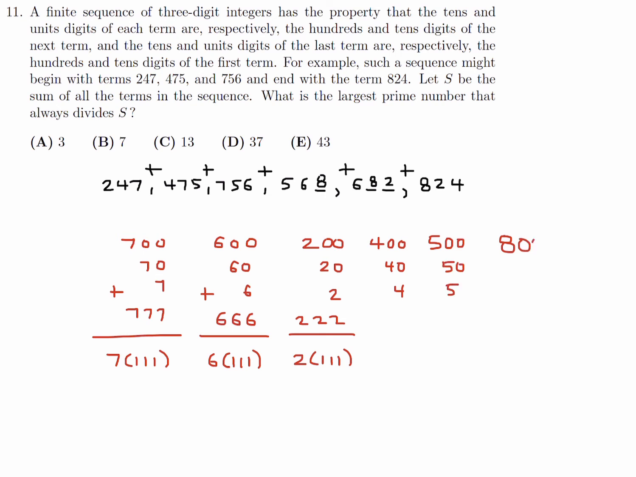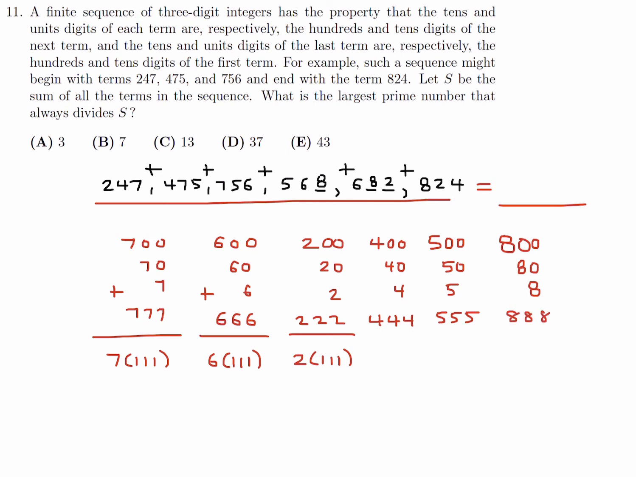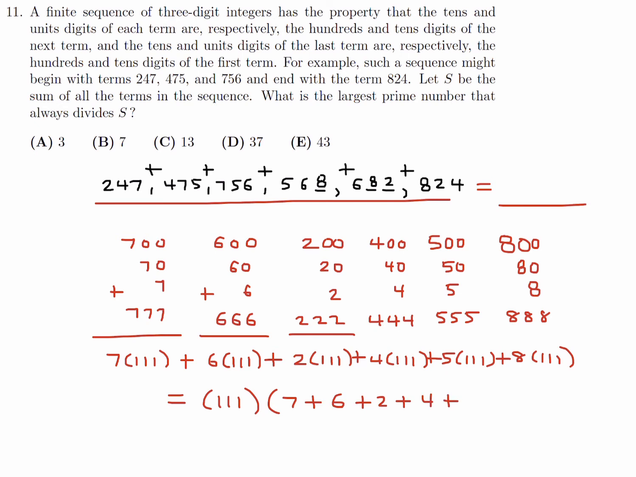So, what's the point of doing it this way? Because instead of adding it up like this, you'll get some number which will be essentially meaningless. But if you do it this way, you'll see that it actually has a certain pattern. This is 4 times 111, this is 5 times 111, and this is 8 times 111. So all of these sums, now if you add them, you'll see that 111 is the common factor, and you will just have to add what's left. So 7 plus 6 plus 2 plus 4 plus 5 plus 8.